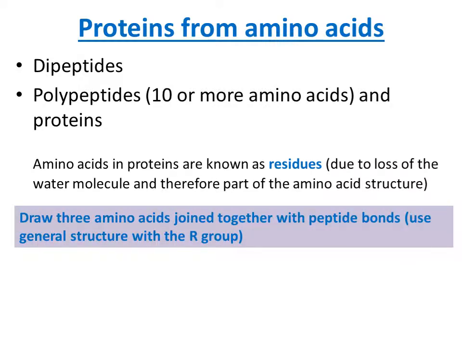Sometimes you're asked to draw a diagram which joins together amino acids, and I do encourage you to practice this by having several amino acids in a group, because it gets you into the swing of how the molecules are fitted together. So have a go at that first.